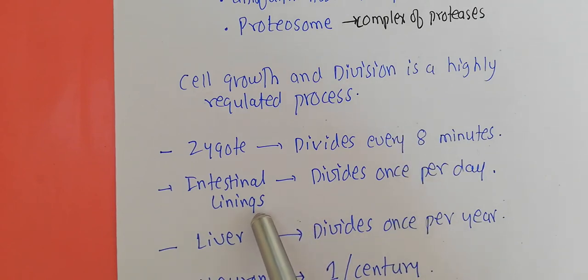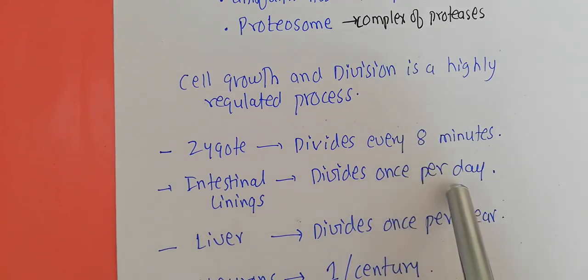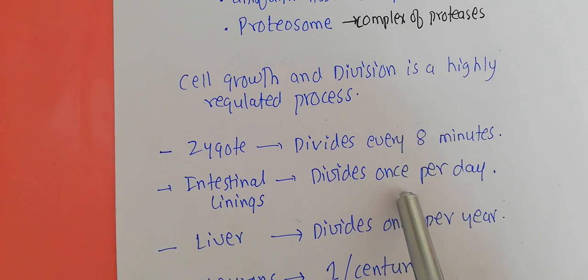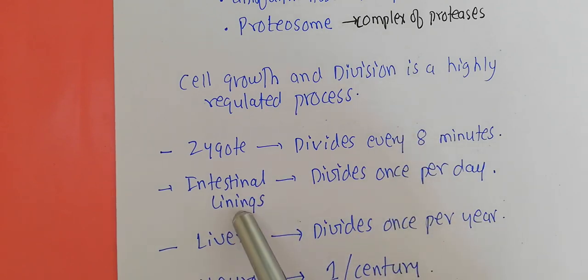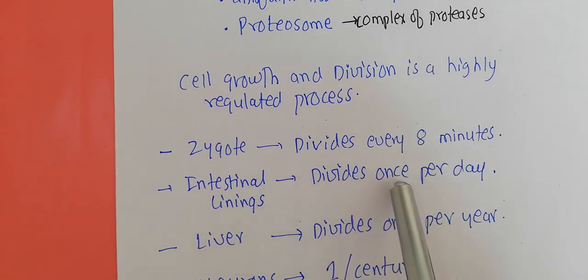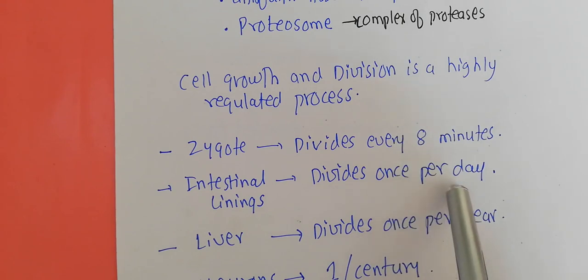If you talk about the cells of the intestinal linings, these cells divide once per day. One possible reason is that you take a lot of acidic food, you take a lot of basic food, you take a mixture of foods. That means these intestinal lining cells are exposed to a very harsh environment. So to function properly, they renew themselves, so they divide once per day.